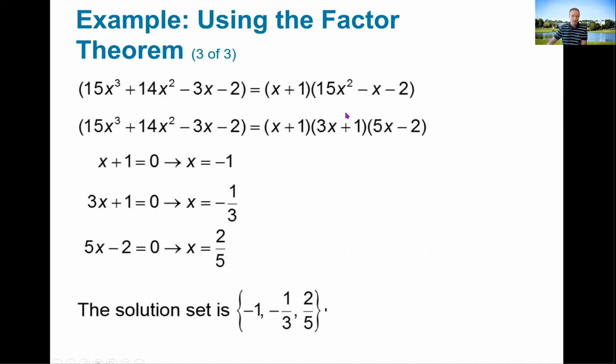We can say the zero product property says that 3 terms being multiplied are equal to 0 when either the first term is equal to 0, we get this solution, or the second term is equal to 0, we get this solution, or the third term is equal to 0 and we get this solution. So all 3 are solutions, and we have our solution set there. Beautiful problem.